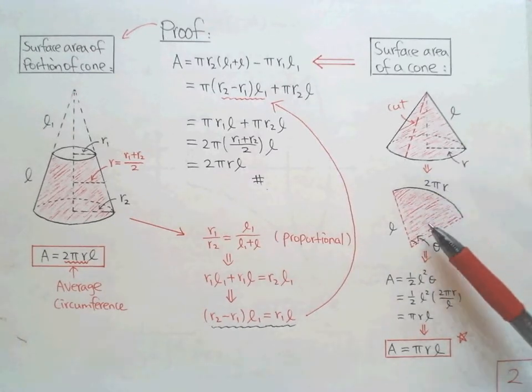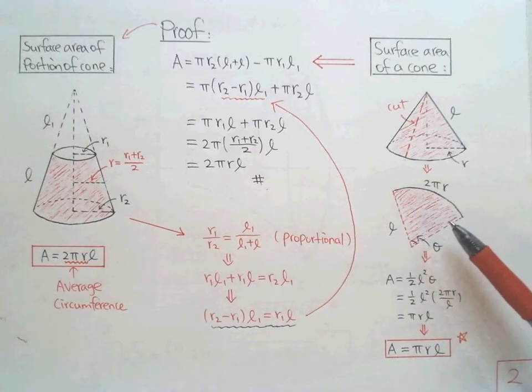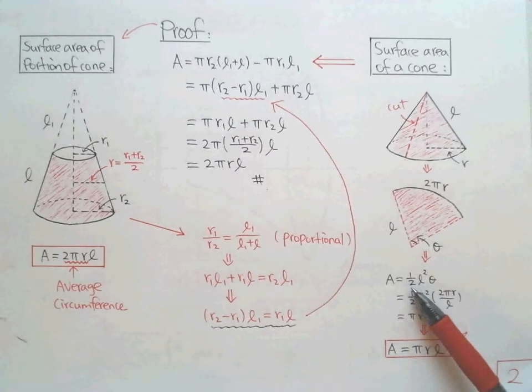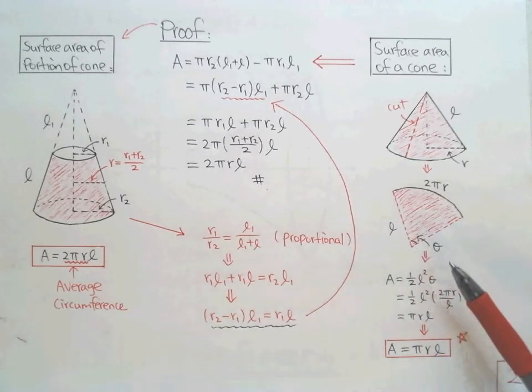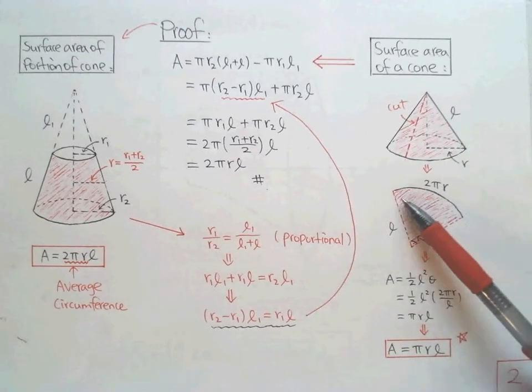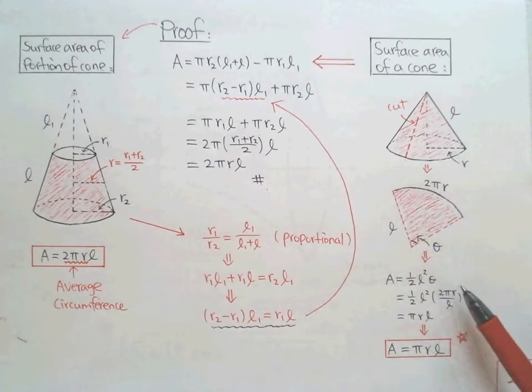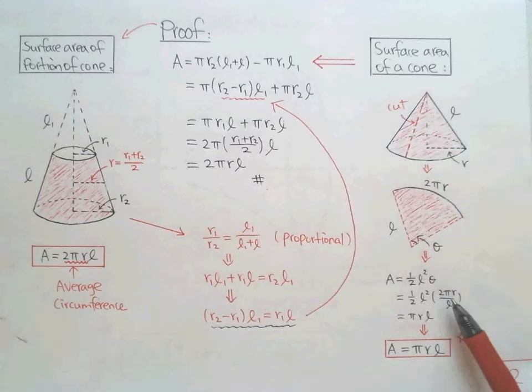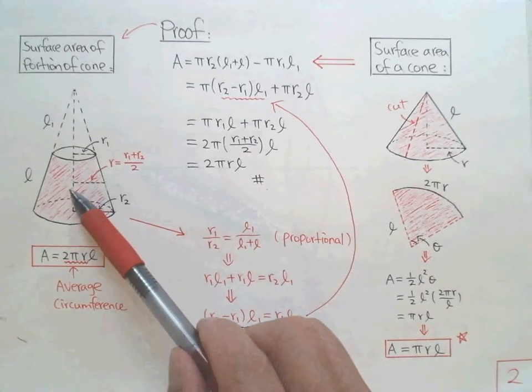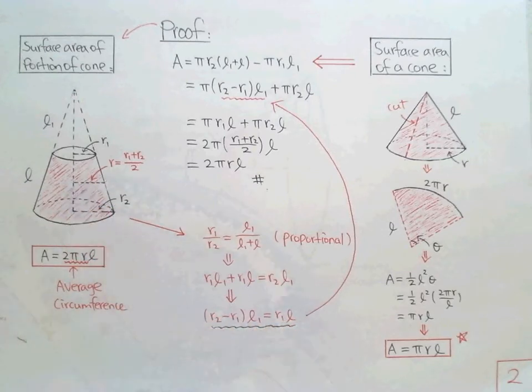We learned this from trigonometry. How do you find the area of a section of a circle? It is 1/2 times L squared times theta, with theta in radians. How do you find theta? Theta is the arc length, 2 pi r, because that's the circumference, over L. Simplify, and you get the formula. That's really easy, and we're going to use this formula to find this area.